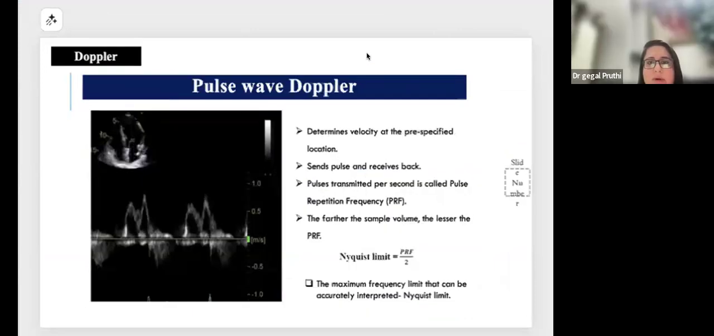So in pulse wave Doppler, first of all, you should understand about the pulse repetition frequency and the Nyquist limit. So what is pulse repetition frequency? It is the pulses transmitted per second by that crystal. So pulses transmitted per second is known as pulse repetition frequency. And Nyquist limit is the maximum frequency limit that can be accurately interpreted. That is known as the Nyquist limit. And Nyquist limit is half of the pulse repetition frequency.